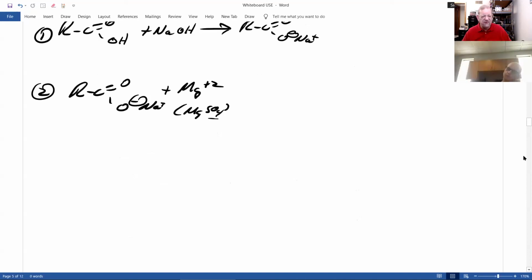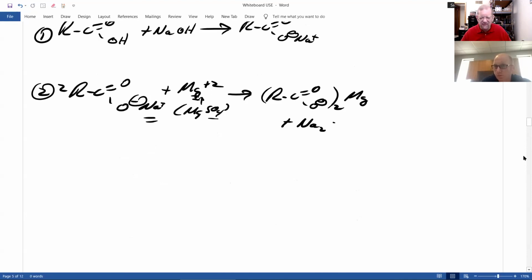MgSO4, which is really magnesium plus 2 ions. And what you have is what's called an ion exchange. And you form this magnesium salt plus you make sodium sulfate. This is soluble in water. Now, notice what we've done.